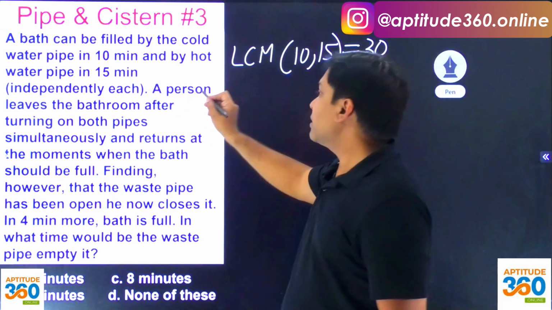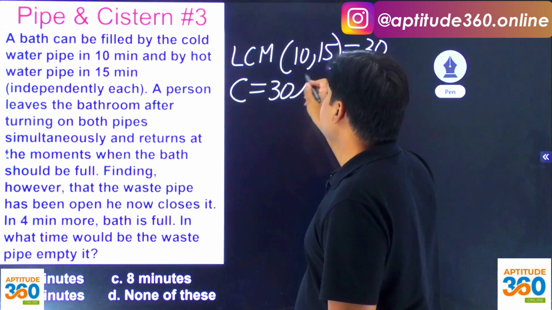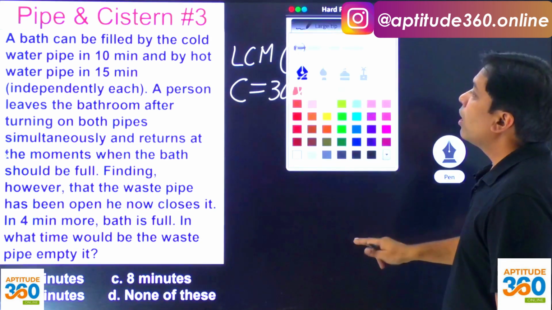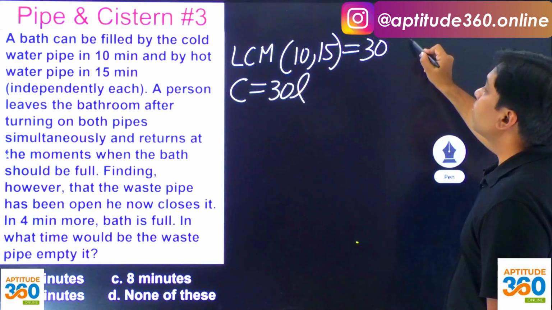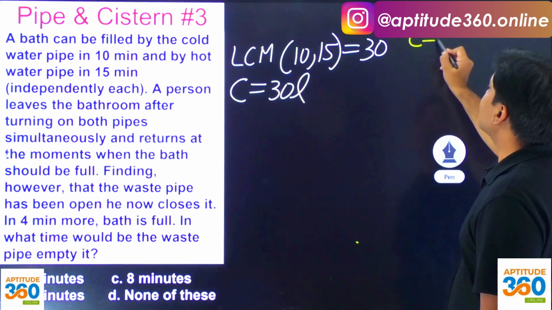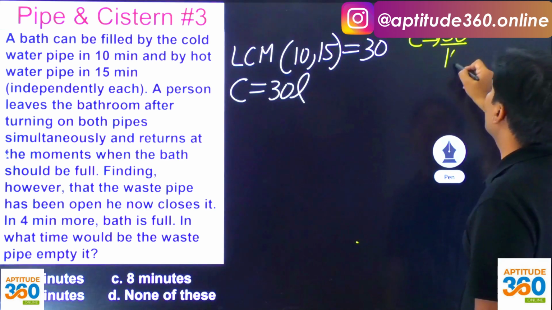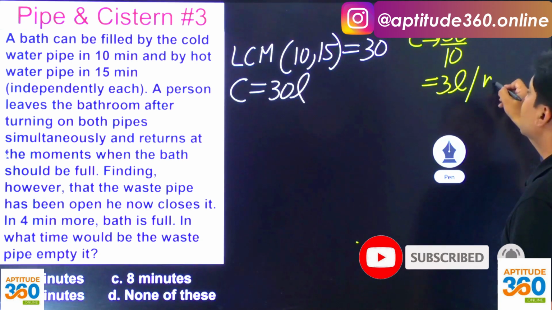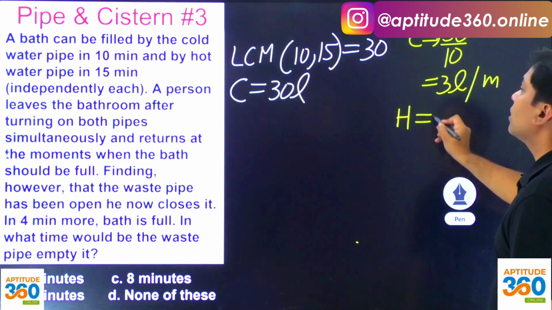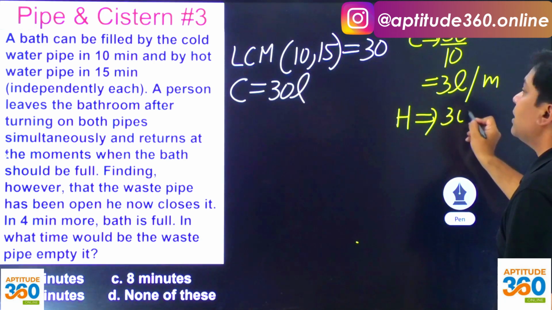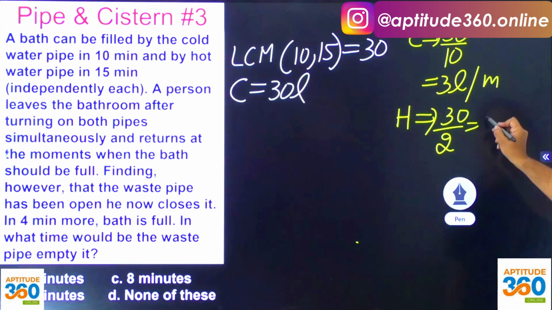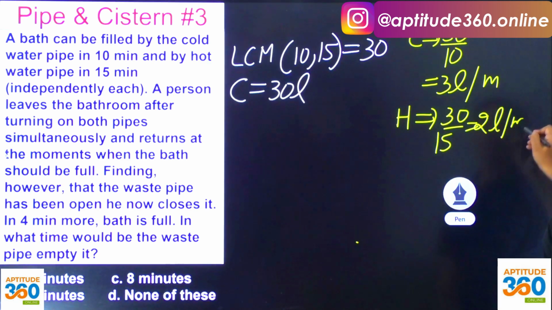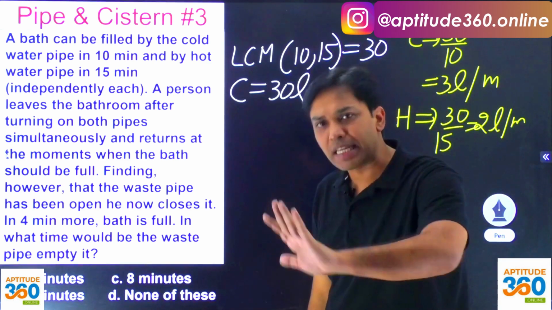So the capacity of the tank I am gonna take as 30 liters, and if that is the case, I can very easily find out. So cold वाला कितना, क्या रेट होगा? 30/10, which is what? 30/10 का मतलब हो गया 3 लीटर per minute. And what is the rate of the hot water pipe? It is going to be 30/15, it is coming out as 2 liter per minute. So that's something that you can very easily do.